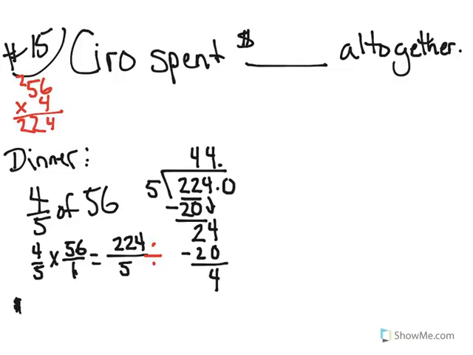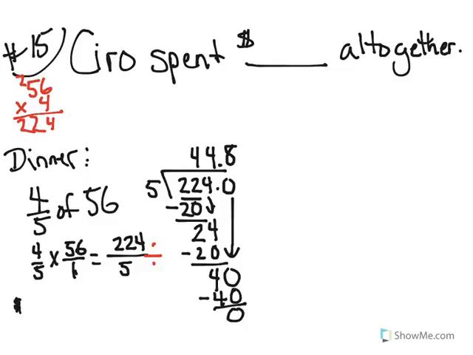I pretend like it's not there. I can bring down my 0, and now I can continue with my division. How many 5s are in 40? There are 8. Remember, I want to keep my numbers lined up. 8 times 5 is 40. So I'm going to subtract 40, and I'm going to get 0.